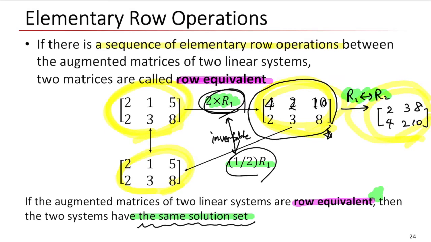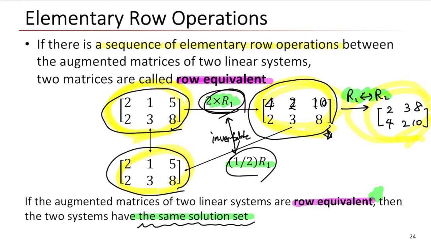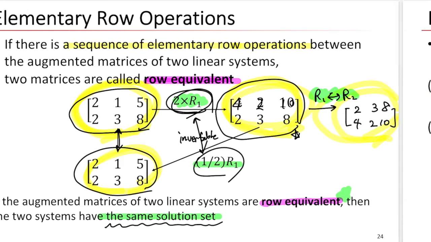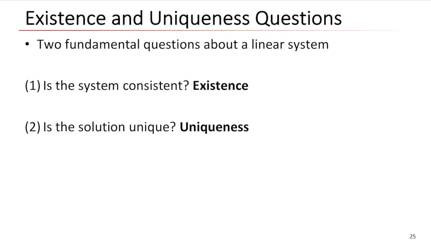Then what can we see? This original matrix and this converted matrix have the same solution set, right? So this is the row equivalent concept. Okay. So when solving a linear system, there are two questions that we have to keep in mind.